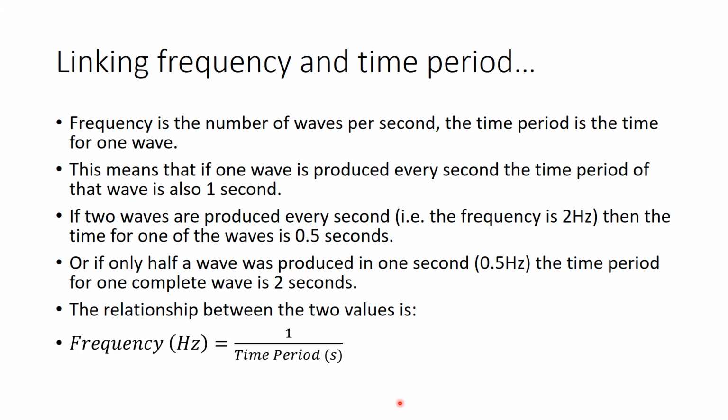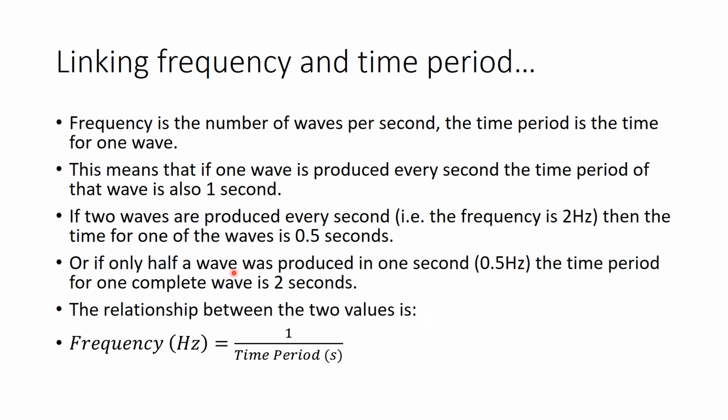Now we need to link frequency and time period. So frequency is the number of waves per second, and the time period is the time for one wave. That means if one wave is produced every second, the time period of that wave is also 1 second. If two waves are produced every second, so the frequency is 2 hertz, 2 waves per second, hertz is like per second, then the time for one of the waves is only half a second, because they made 2 in 1 second, so one must last half a second.